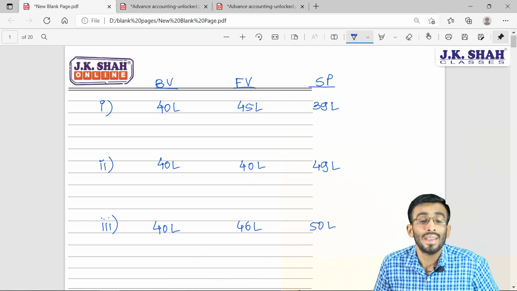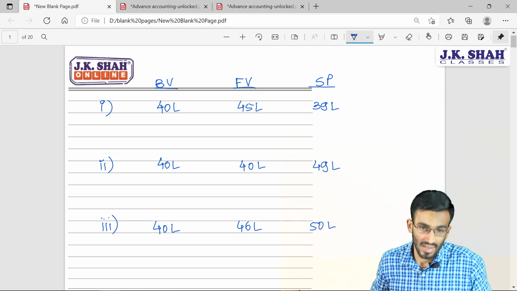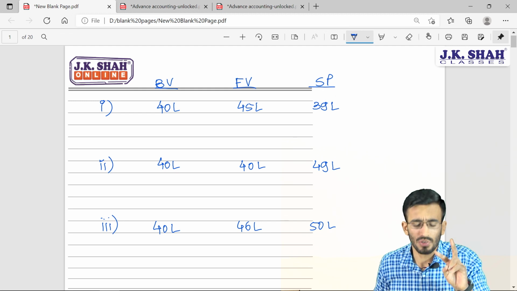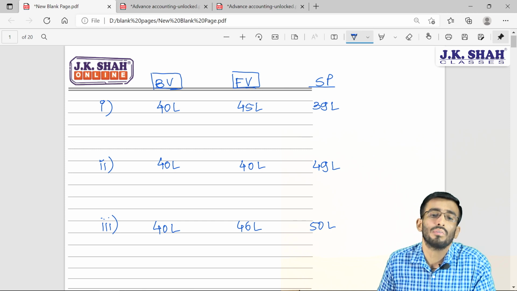Okay. Now, in case of sale and lease back resulting into operating lease, there are two steps. Very basic, very easy two steps. First of all, compare your book value with fair value.